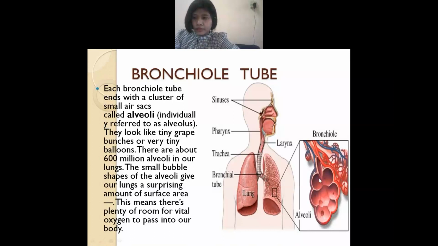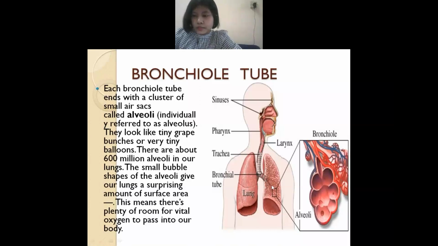So they look like that only. From the picture itself you can say that they look like grapes, very tiny. And there are about 600 million alveoli, numerous in number and very small. Millions and millions of alveoli are there in each side of your lung.